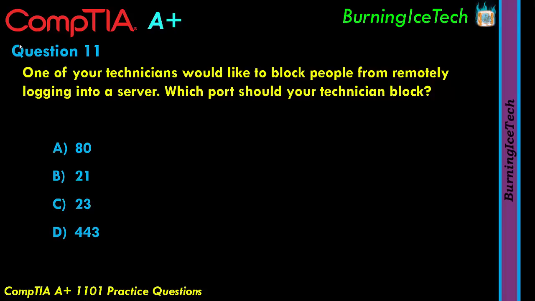The fact that they said you need to block people from remotely logging into a server. Telnet does count as remotely logging in, so that's probably going to be your answer here, C. D is 443, which is HTTPS. So A was HTTP, and D is HTTPS. The S stands for secure. So it's Hypertext Transfer Protocol Secure. It's also web browsing, except this bad boy is encrypted web browsing. So in conclusion, guys, the answer here, I think we all know, is port 23 that needs to be blocked.